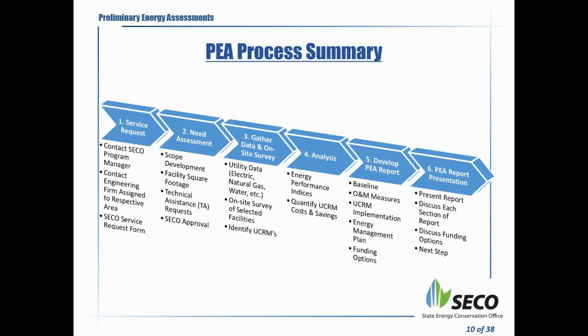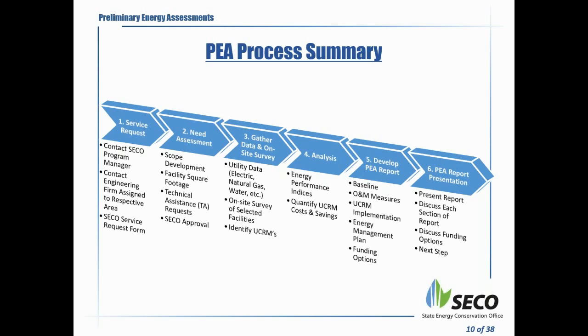Assuming you have signed the service request and we have developed the scope and got approval on it, the next step is to gather data and schedule an on-site survey. Gathering data primarily means the utility data: electric, natural gas, and water. Then there is an on-site survey of the selected facilities. Hopefully by then we have ironed out which facilities we want to look at, and the on-site survey will primarily focus on identifying utility cost reduction measures at these facilities. So that's the on-site phase of this overall process.